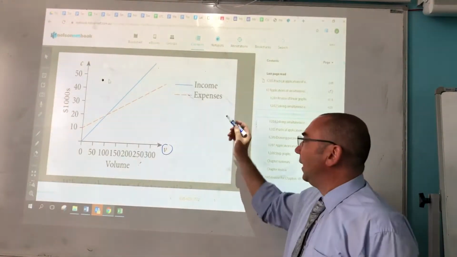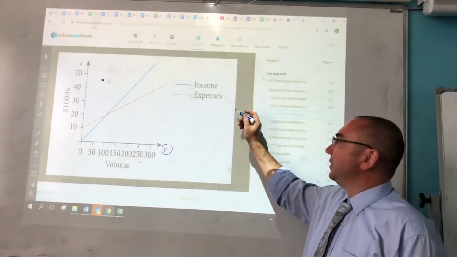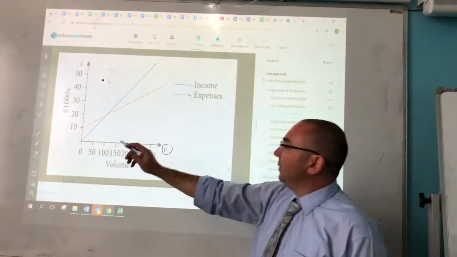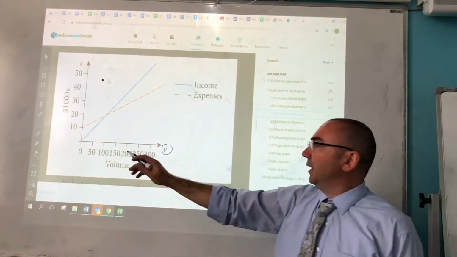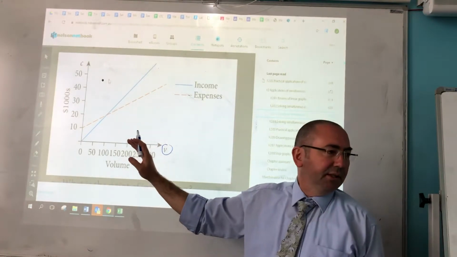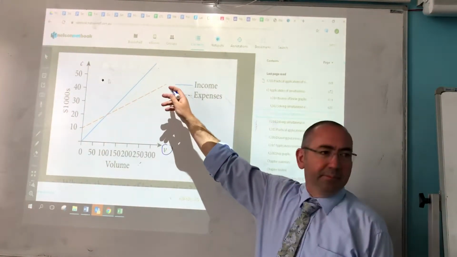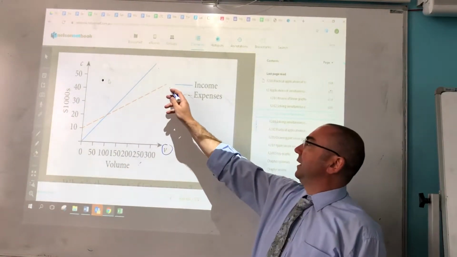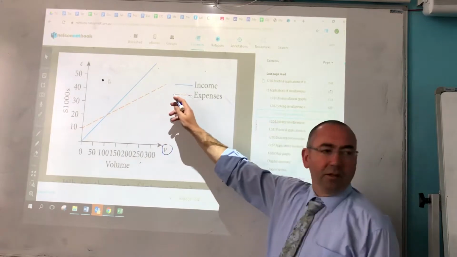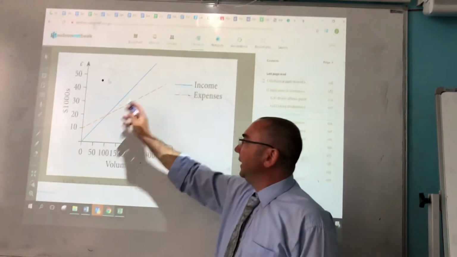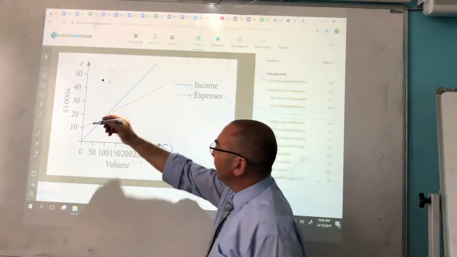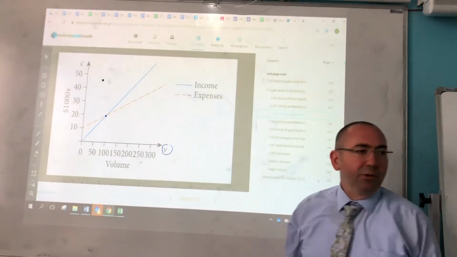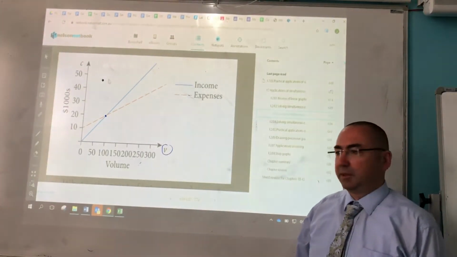We have a dotted line here that represents expenses, and that's a different straight line. And it makes sense too, right? That as you produce more things, the cost of producing them goes up. But notice here that the cost of producing the things actually goes up at a lower rate than your income. So what that means is that once you get to this point here, your income exceeds your expenses.